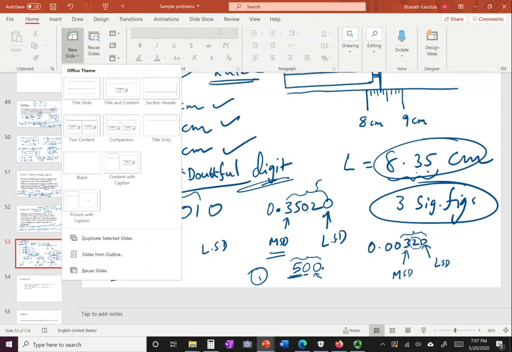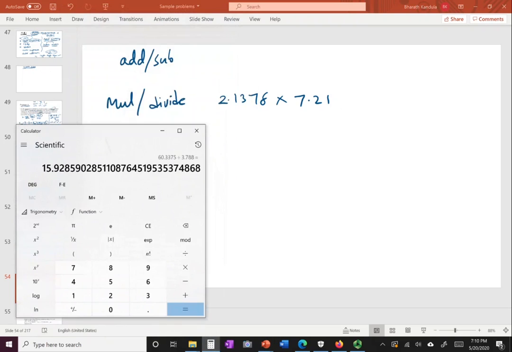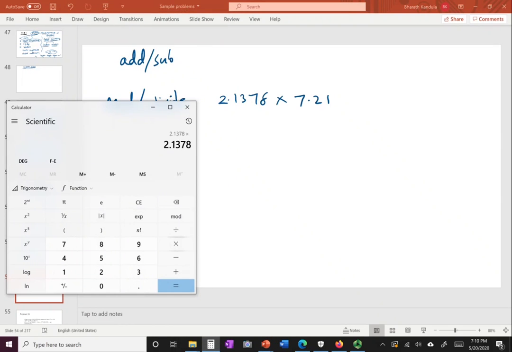So read these rules in your textbook and your lab manual. Next, when you do addition and subtraction, or when you multiply or divide, you need to follow the rules of significant figures. Let's consider an example for multiplication and division. Let's say you have 2.1378 and the number 7.21. Multiply these numbers in your calculator and see what you get.